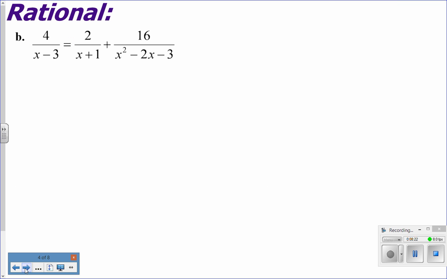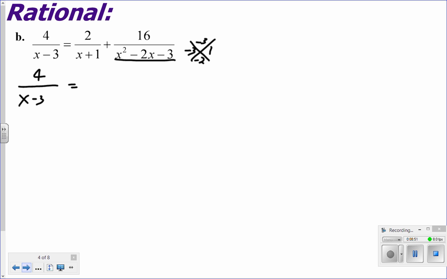for a rational equation. All right, so one strategy again is to get a common denominator. So in order to identify how to get the common denominator, I want to factor out a quadratic and see if it's prime. So I'm going to recognize I want things to multiply to -3 and add to -2. So I want -3 and 1. So as I simplify this, I get 4 over x minus 3 is equal to 2 over x plus 1 plus 16, and I factor this as x plus 1, x minus 3.